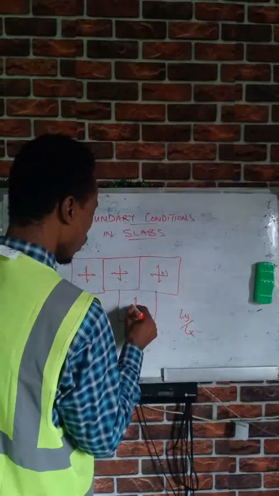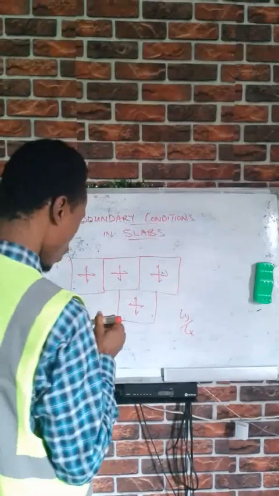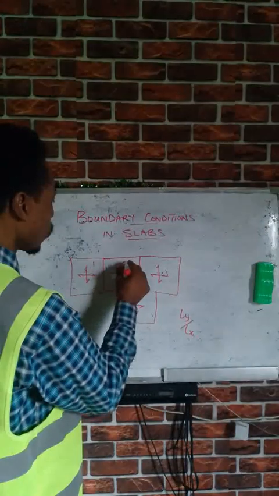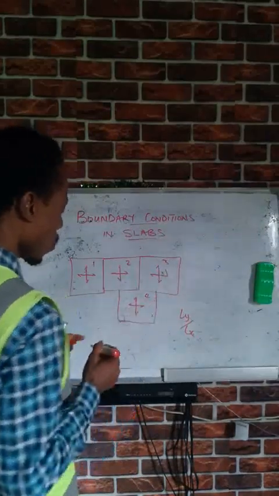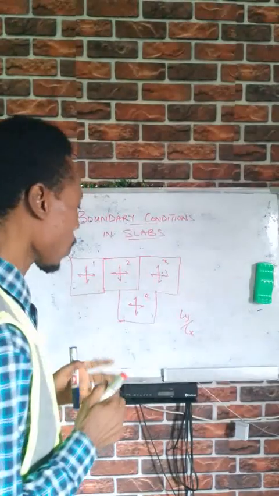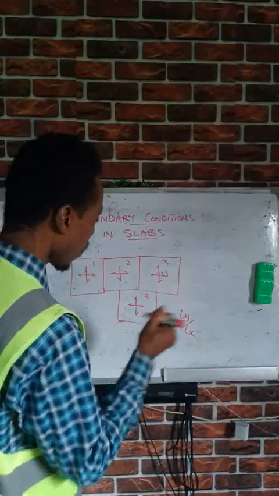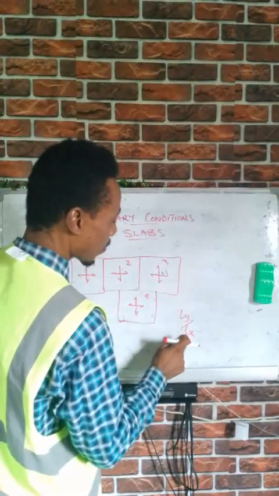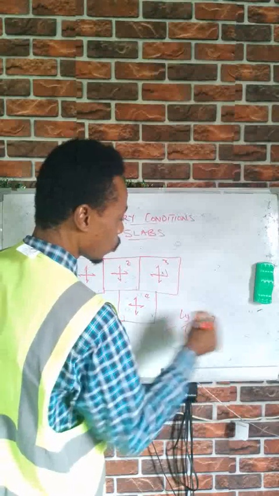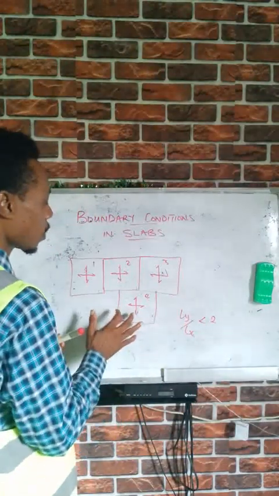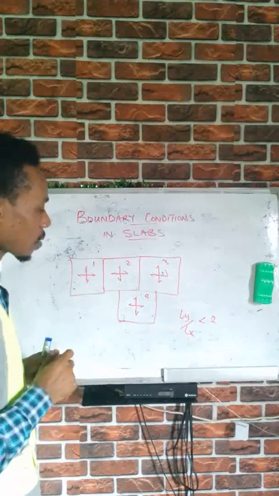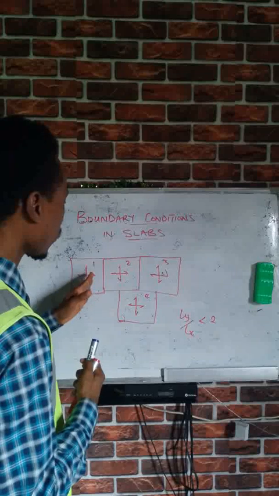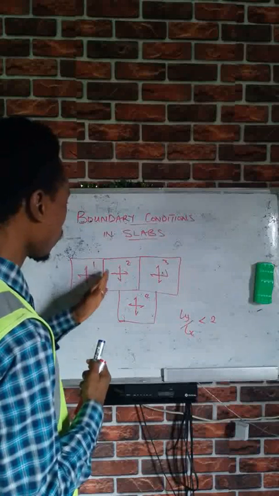So we assume that these four panels, panel 1, 2, 3, 4, are all two-way spanning slabs. For it to be a two-way spanning slab, it means that your Ly/Lx ratio is less than 2. Once it is less than 2, such a panel is a two-way spanning slab. So we have allocated them into panels.